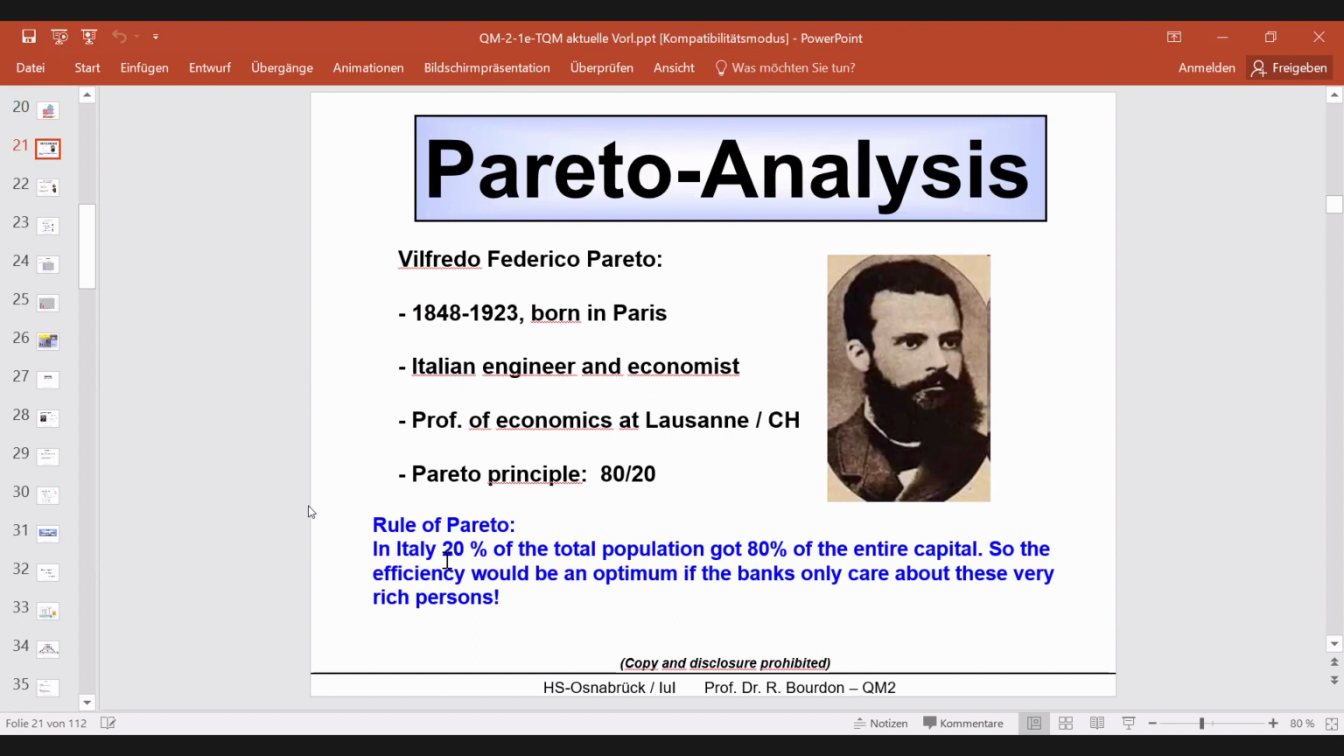He found out that in Italy at that time, 20% of the people, of the total population in Italy, got 80% of all of the money, of the entire capital. So this means of all of the money. He was working for a bank or for several banks. So he said, okay, this means the efficiency would be an optimum if the banks only care about these very rich persons, only these 20%, because they own 80% of all the money in Italy. This is the Pareto rule.